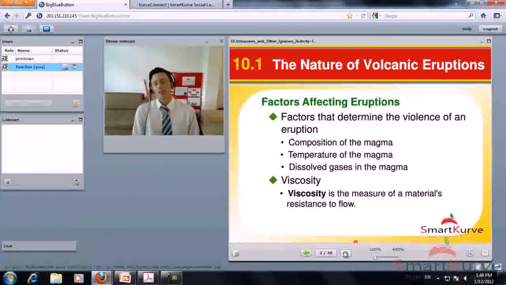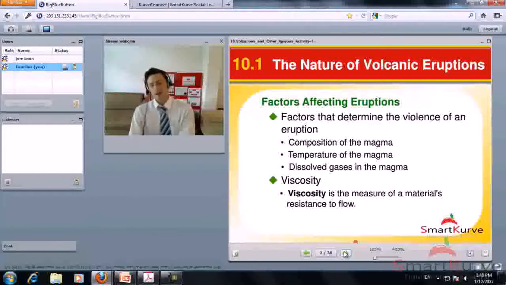The dissolved gases in the magma. Remember when we learned about how thermal vents can affect the composition of magma, because all of that hot water in vapor form can be carrying a lot of different dissolved minerals and dissolved gases with it. So a lot of these gases can be dissolved in the magma, and it can really change how violent the eruption is.